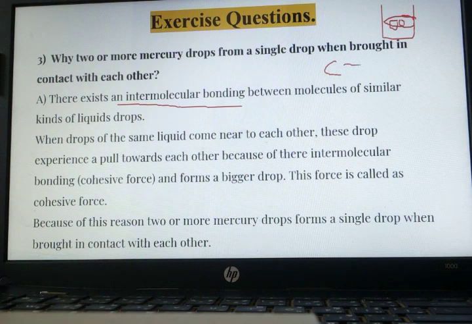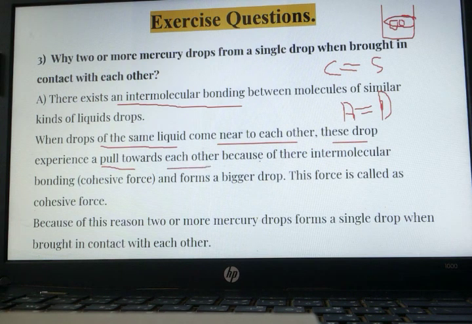Cohesive means the force of attraction between molecules of the same substance. And there is one more force created between molecules of different substances, called adhesive force. These two forces arise due to intermolecular forces only. So let us read. When drops of the same liquid come near each other, these drops experience a pull towards each other because of their intermolecular bonding, the cohesive force, and form a bigger drop.